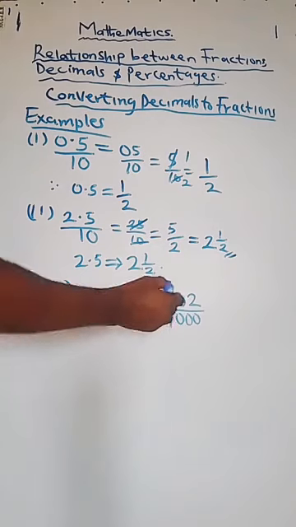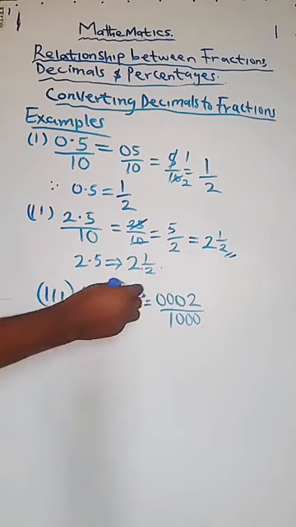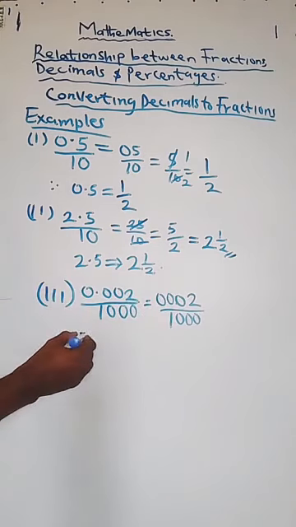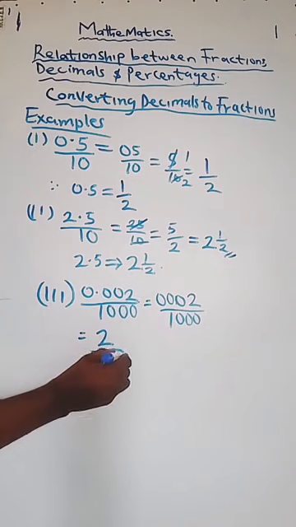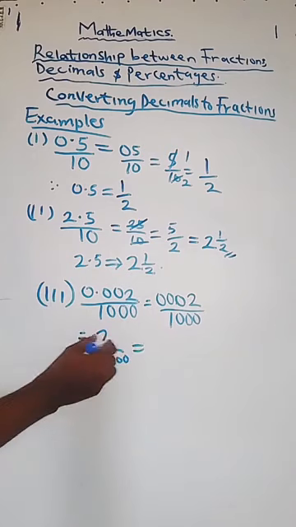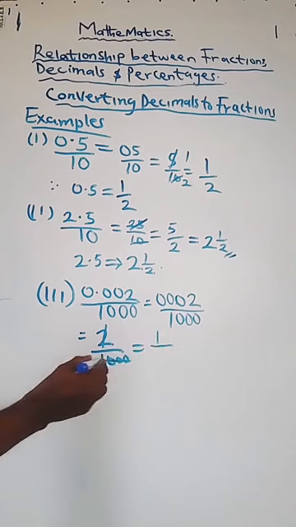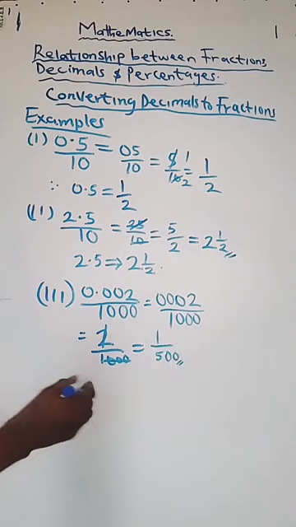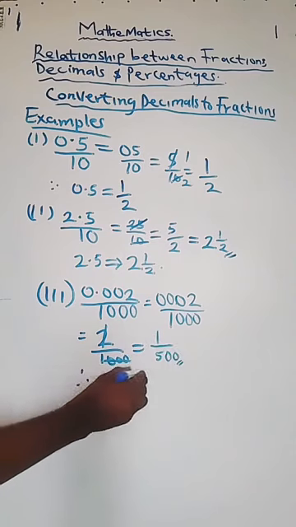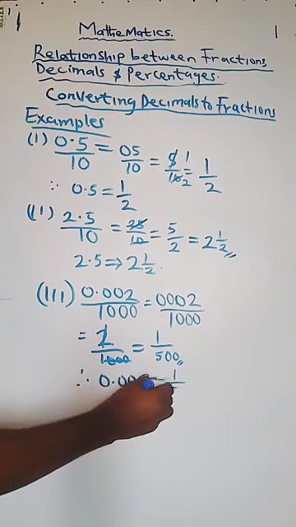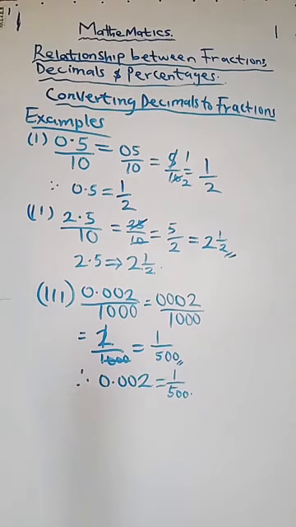Alright, so 0 before the number is useless. So this will be 2/1000. Right? So you can cut to the lowest. 2 here, 1, 2 here, 500. So therefore 0.002 is the same thing as 1/500. So these are the steps you can take to convert decimals to fractions in mathematics.